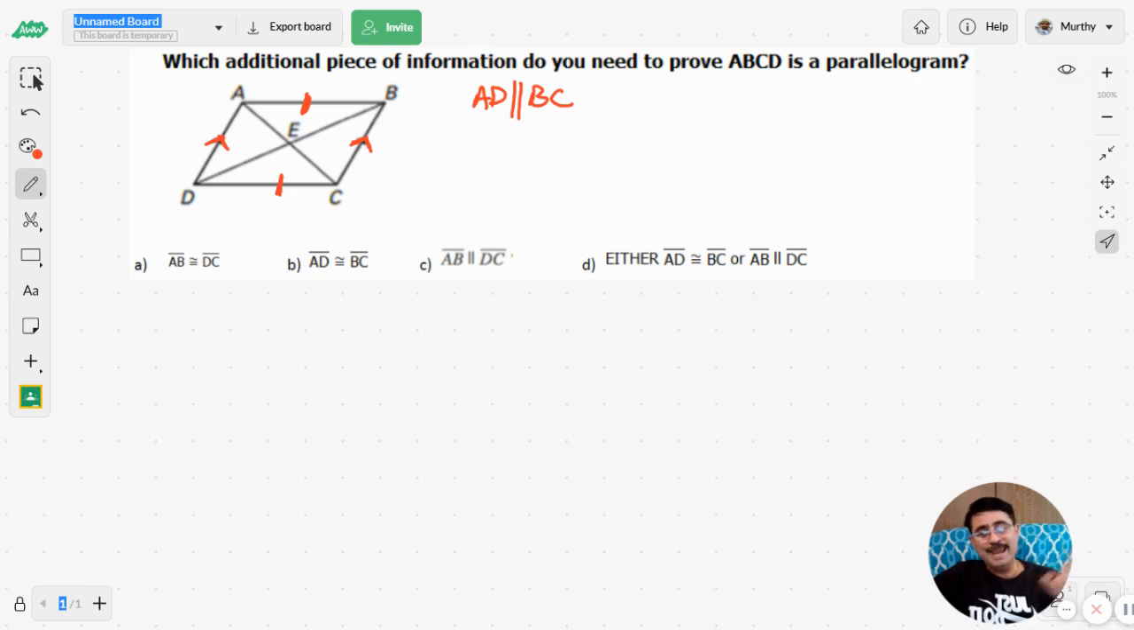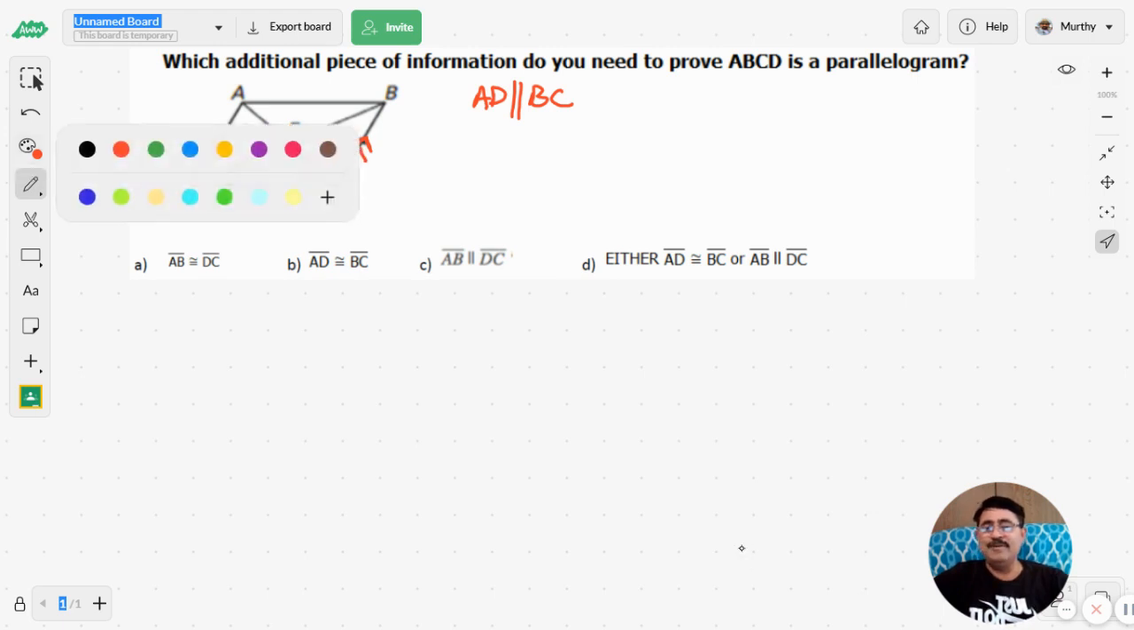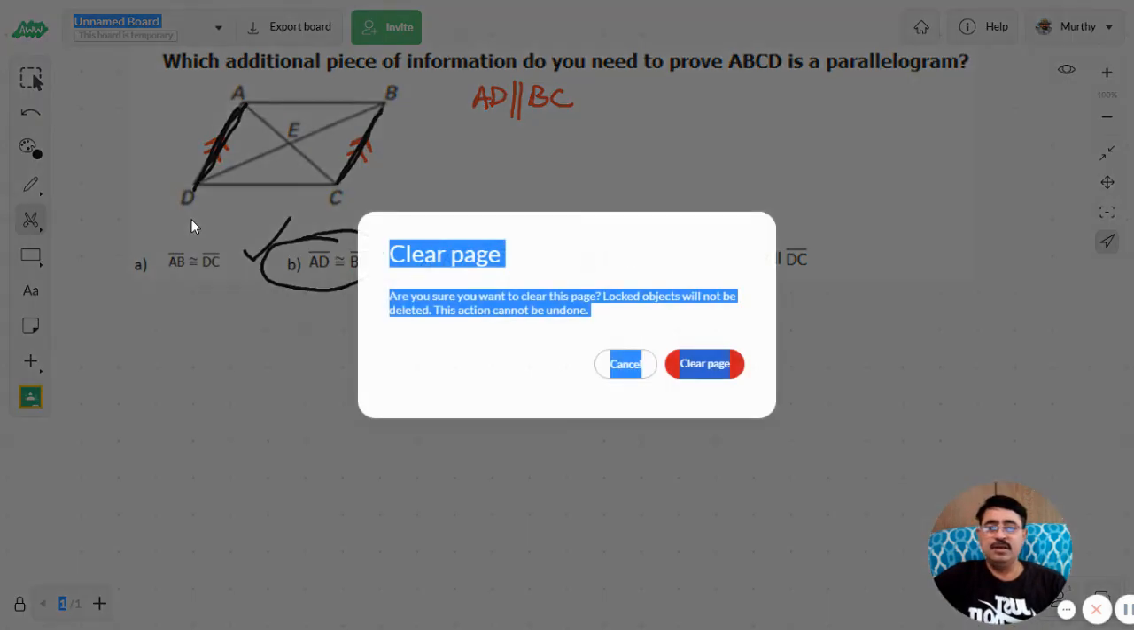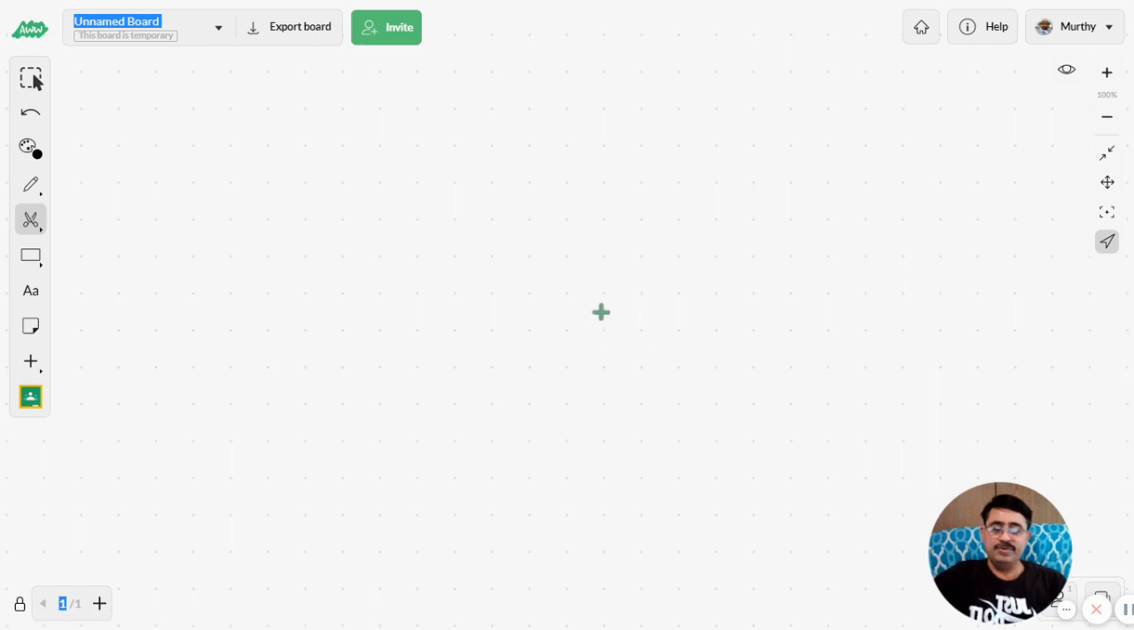Or else you take that AD is parallel to BC. I see that these two are given as parallel lines. Therefore, I should see whether they're equal or not. So AD, oh, here it is given. Therefore, if they are parallel and if they are equal, then I can say that this is a parallelogram. Therefore, I go with this one. So no calculations, we just have to look at the options. Okay. So let me clear the screen and take another question.